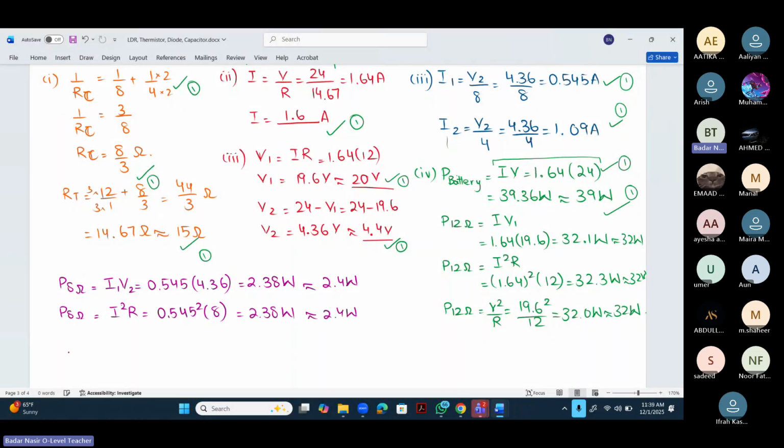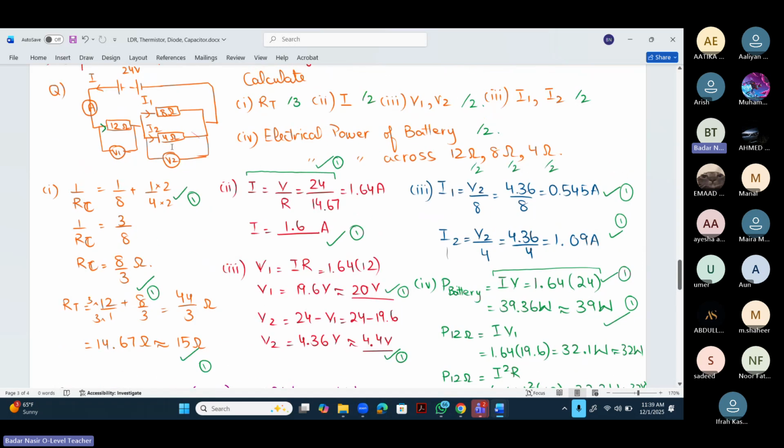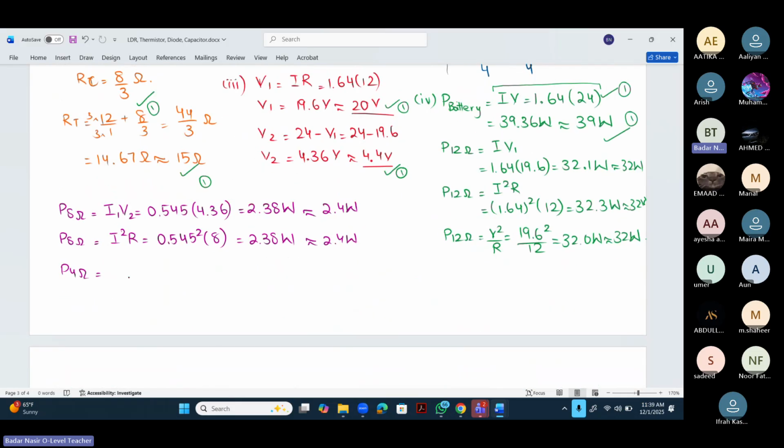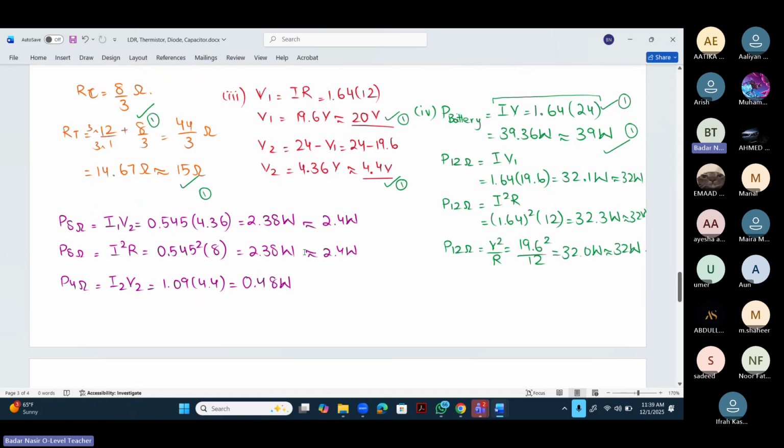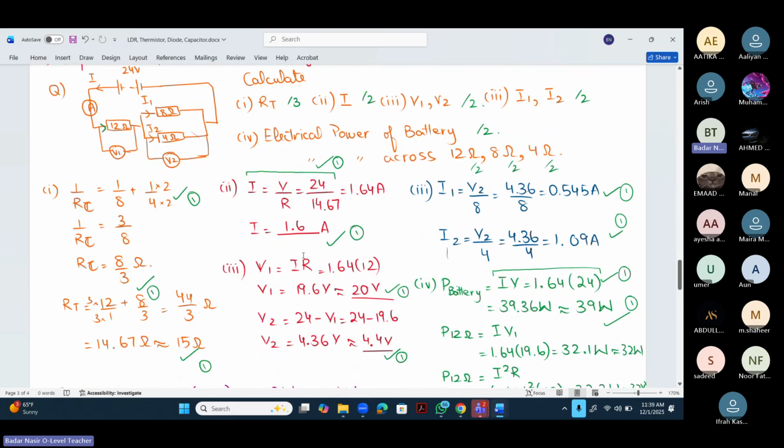Okay. Last, we had to calculate the power across the 4 ohm resistor. 4 ohm resistor से current I2 flow कर रहा है और इसके cross voltage is also V2. So I2 into V2, I2 की value है 1.09 and the voltage across it is 4.4. I hope you guys are just noting it down as well. So 0.48 watt. Okay? So this is the final answer. ये आपके पास हो गया इलेक्ट्रिकल पावर का.